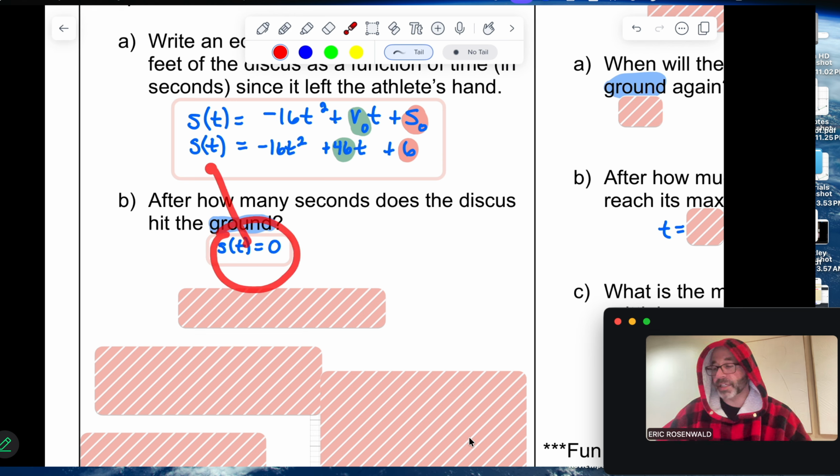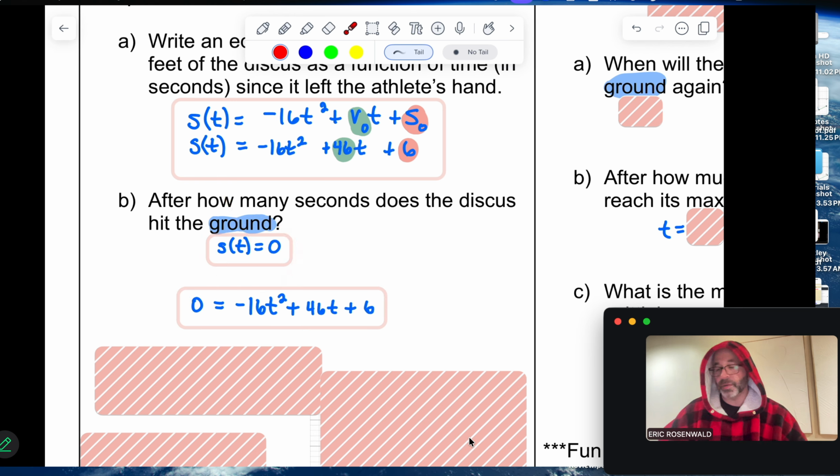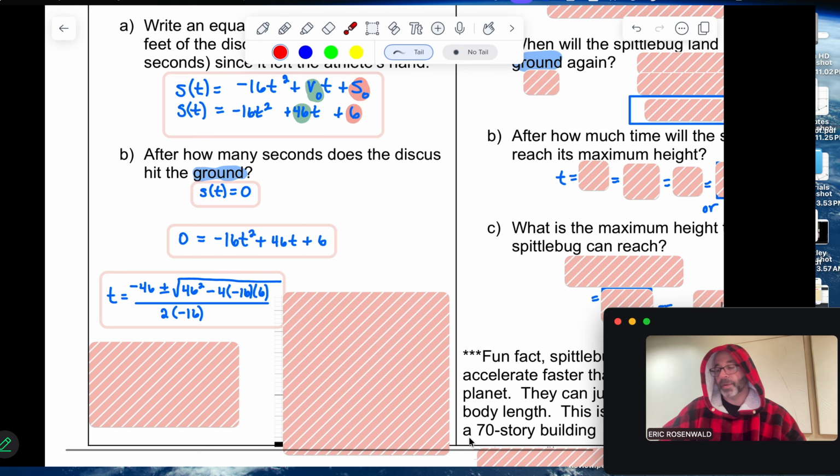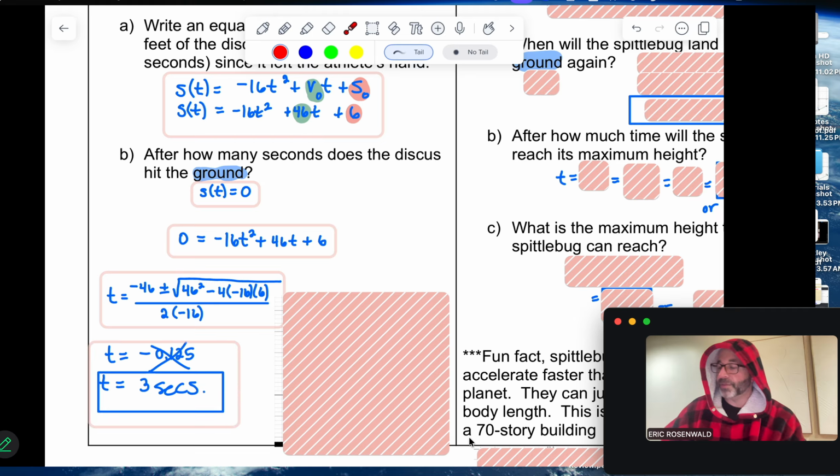If I take that and plug it in, we end up with 0 is equal to negative 16t squared plus 46t plus 6. Now if we were to do all the work behind this, the only way to really solve this is to take the quadratic formula, unless you're really good at factoring. So negative b plus or minus the square root of b squared minus 4ac all over 2a. And then if I simplify it, we end up with two answers. We get a negative answer and then a positive answer of just 3.